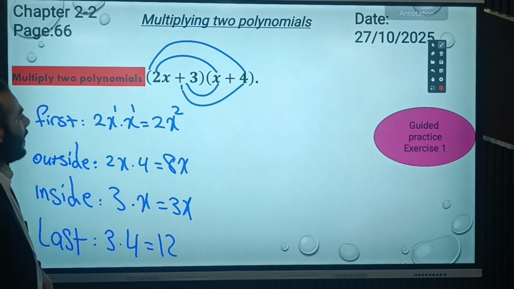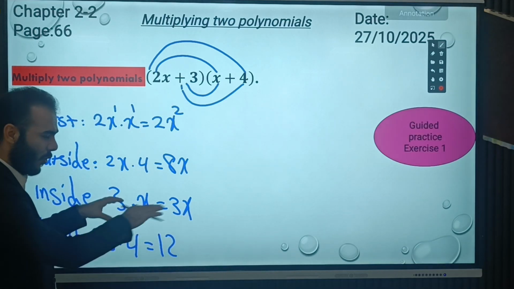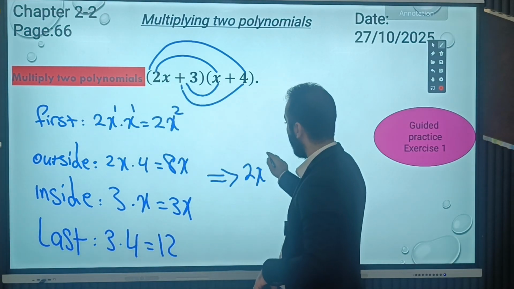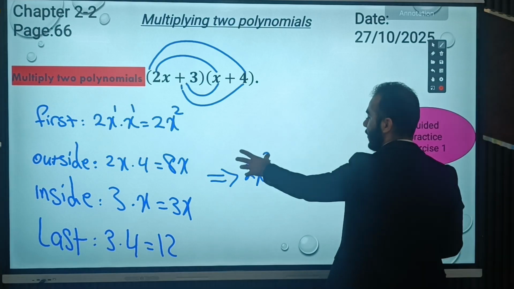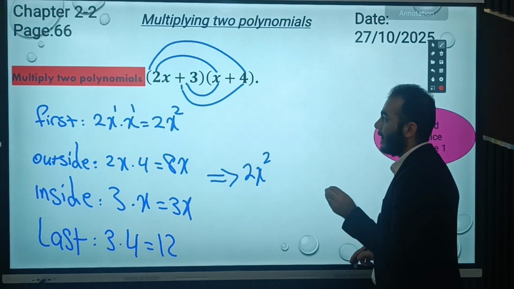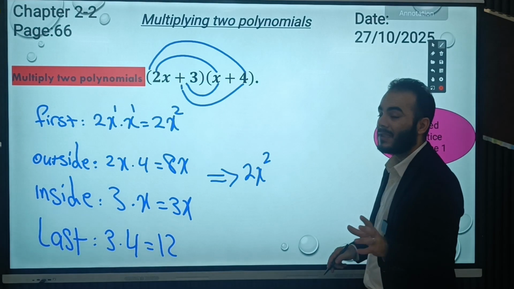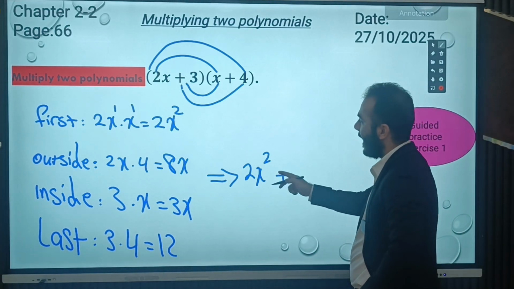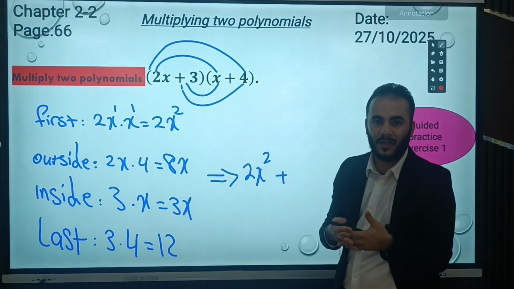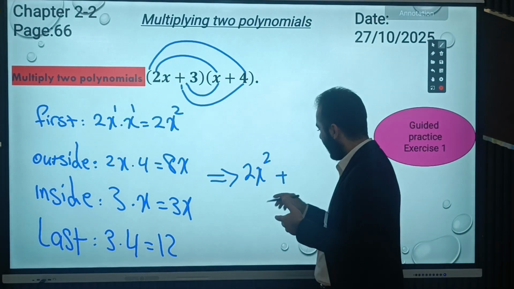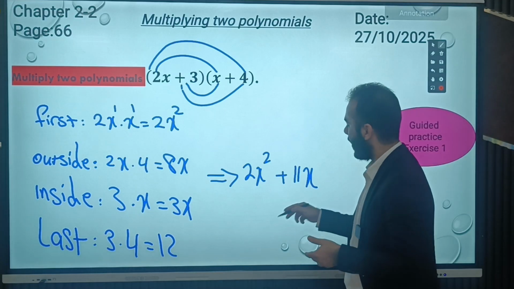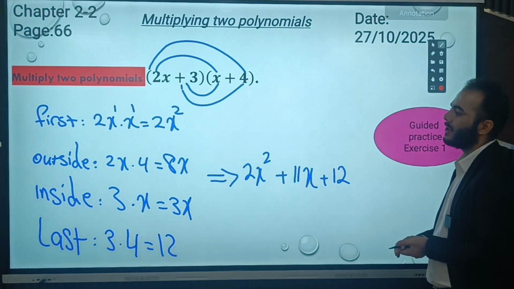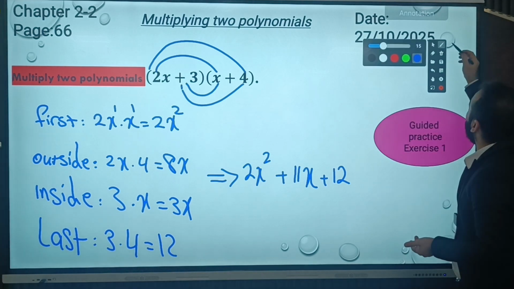So if you want to write them in a horizontal way, the result would be in this way: 2x squared, from the highest exponent to the lowest exponent, that we call general form, or sometimes it's called standard form. All right. So 2x squared plus 8x and 3x, since they are like terms, we can add them. So 8 plus 3 is equal to 11x. And then finally, we have got plus 12. Perfect. I hope that it is clear and understandable, ladies and gentlemen.